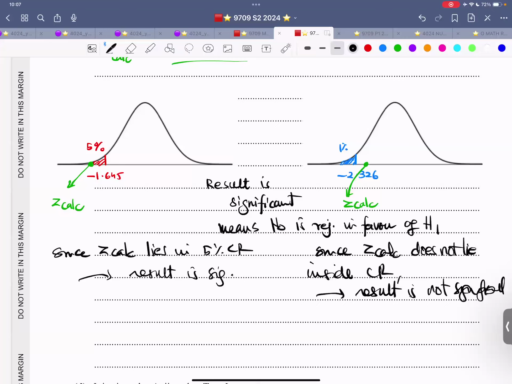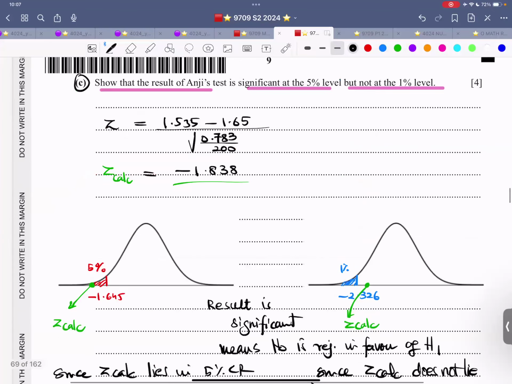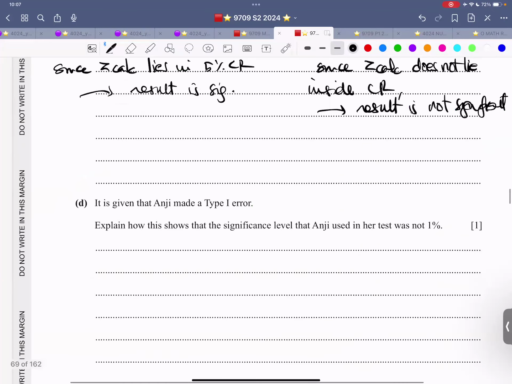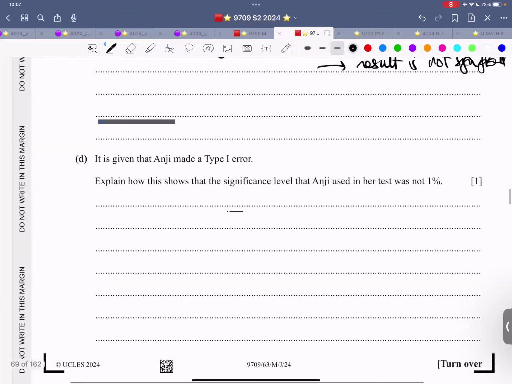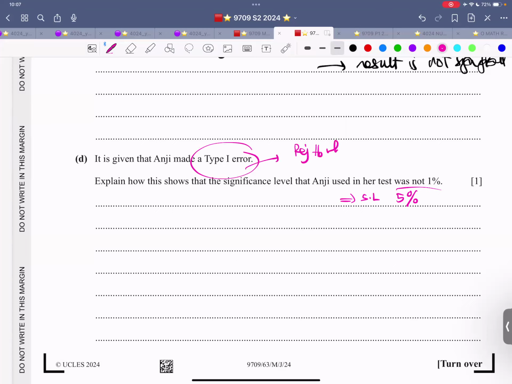So instead of 1 significance level, they gave us 2. For one of them, the result is significant. For the other, it's not. It is given that NG made a type 1 error. Explain how this shows that the significance level that NG used in her test was not 1%. That means the significance level used was 5%. Now, type 1 is associated with rejecting H naught when H naught is true.